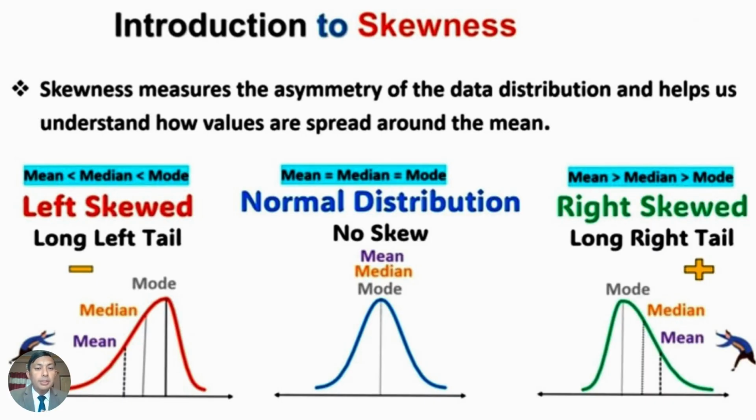Now, let's go to the introduction to skewness. Skewness measures the asymmetry of the data distribution and helps us understand how values are spread around the mean. In a normal distribution, the left and right sides are mirror images, meaning the mean is equal or approximately equal to the median. If the difference between mean and median is up to 5%, we can say that it is a normal distribution. If more than that, it will be either left skewed or right skewed. In left skewed we see a long left tail, and in right skewed a long right tail.